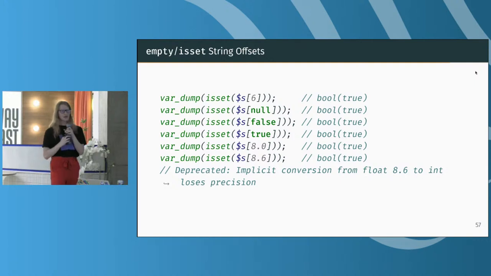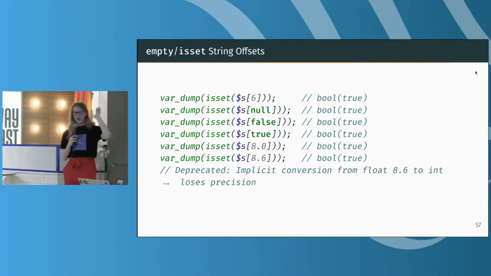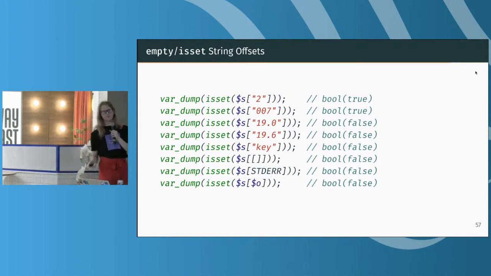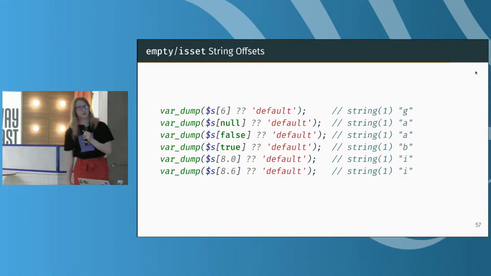And compared to array offsets, where when you were doing something which the engine did not expect, it will actually emit a warning, for string offsets, it just doesn't care. It just doesn't care. And it will tell you everything is fine, even for offsets which would produce a type error. So it just tells you it exists.